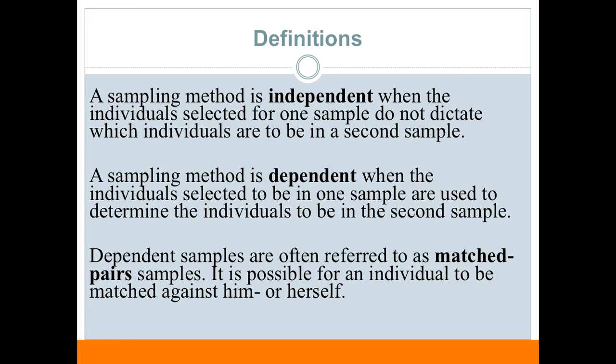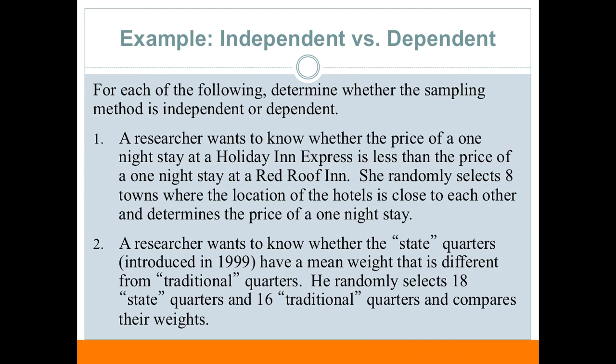Matched pairs samples could be things like twins that are paired together, or a husband and wife, or oftentimes it's just an individual that's matched against him or herself. Possibly they have a measurement taken before something happens and then after something happens, and that would be an example of a matched pairs design as well. So let's look at these examples here.